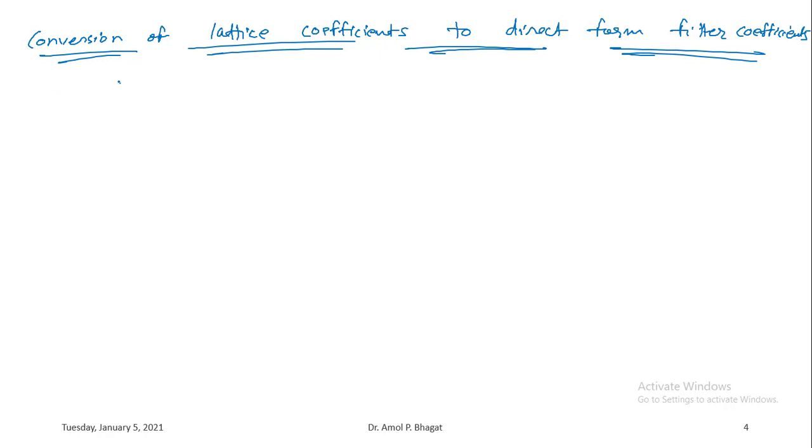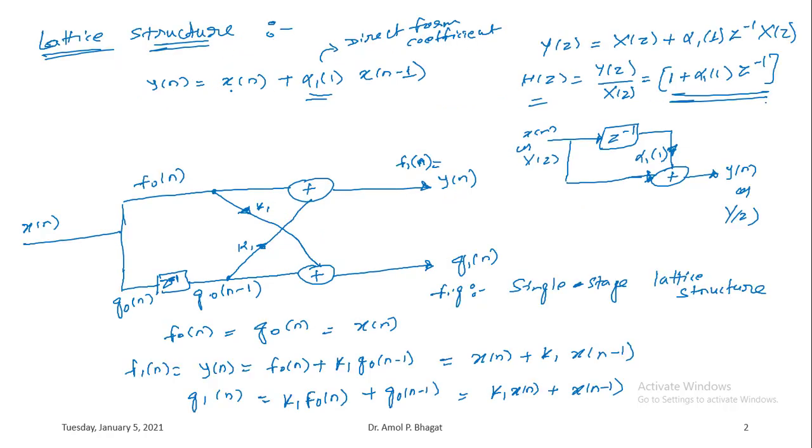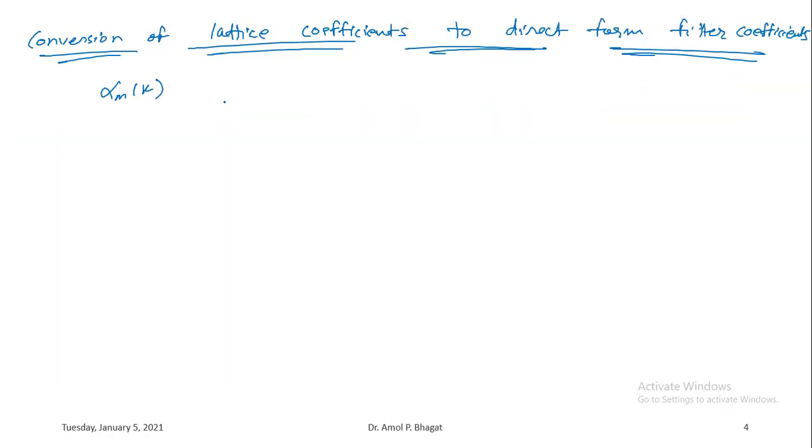can be denoted as alpha m of k. Okay, whatever we are saying here, that is, here three coefficients were there, that is alpha 2 of 0, alpha 2 of 1, alpha 2 of 2. Here it is alpha 1 of 0 and alpha 1 of 1, two coefficients there. So this direct form filter coefficient, this alpha m of k, represents the direct form FIR filter coefficient or FIR system coefficient.